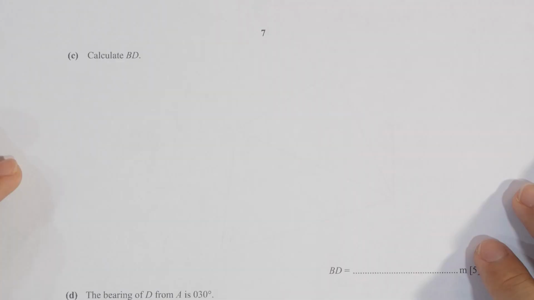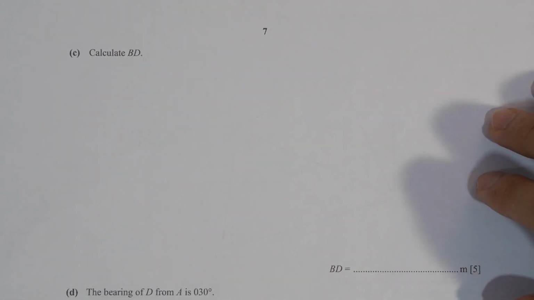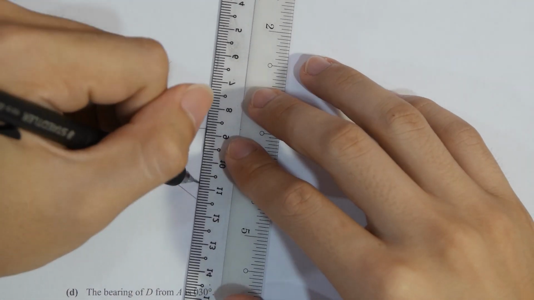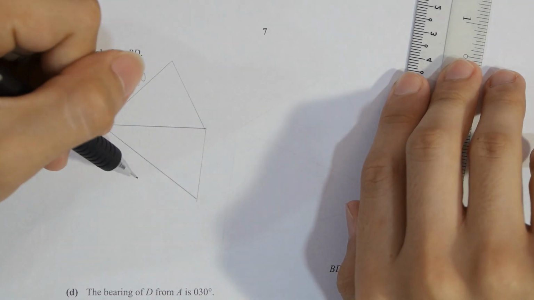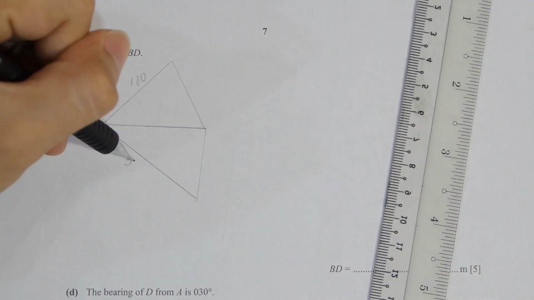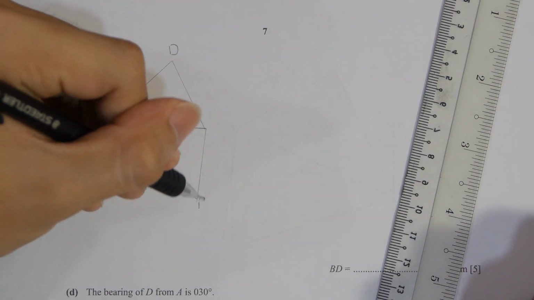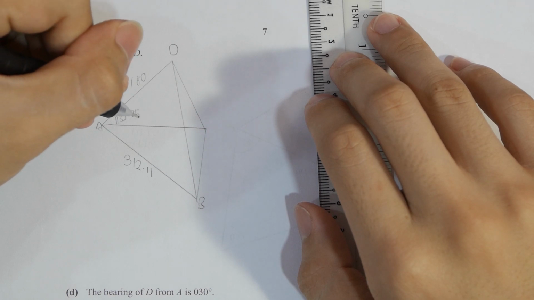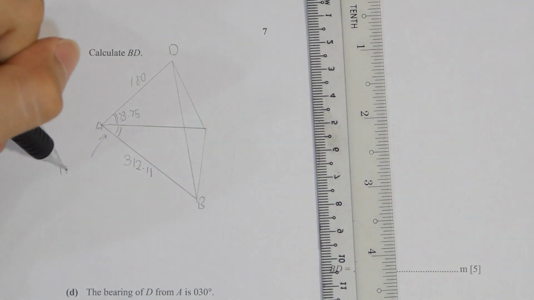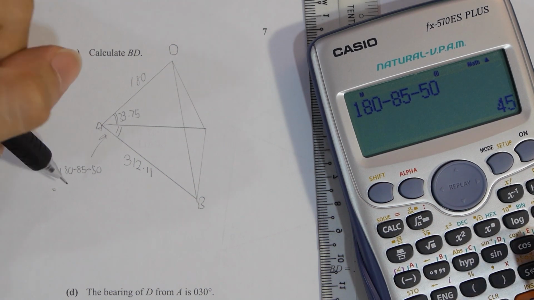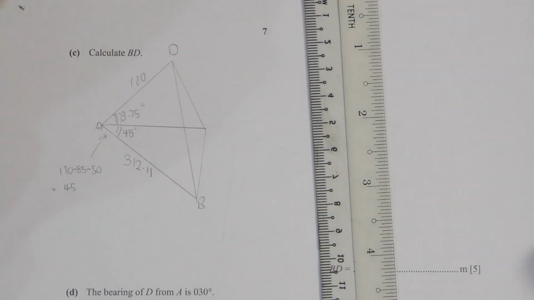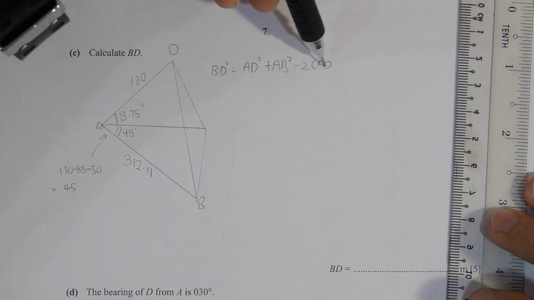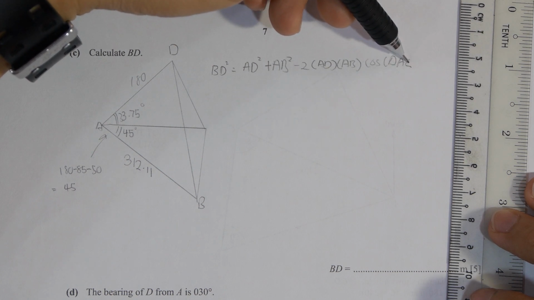For you to calculate BD, what I like to do is draw the graph out. So utilize the information that we have gotten. To find CAB, take 180 minus 85 minus 50, then you get 45. Then use the cosine rule to find the length of BD.